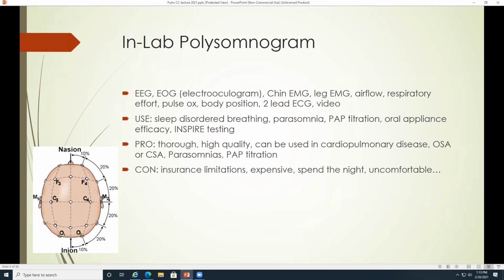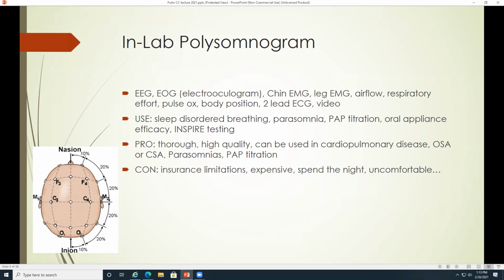The positives for this, very thorough, obviously, all the stuff we're monitoring, very high quality. If anything goes wrong, the technicians are there on hand to go in and fix it, make sure if anything falls off, they can put it back on the patient. Obviously, this can be used for obstructive sleep apnea, central sleep apnea, any of the other kind of sleep disorders.